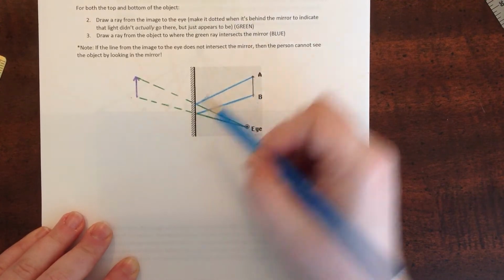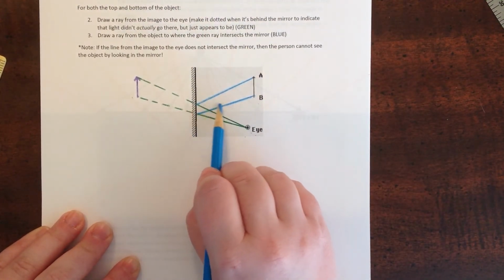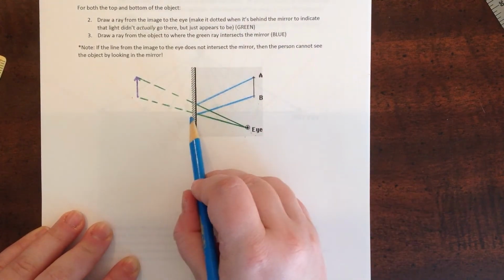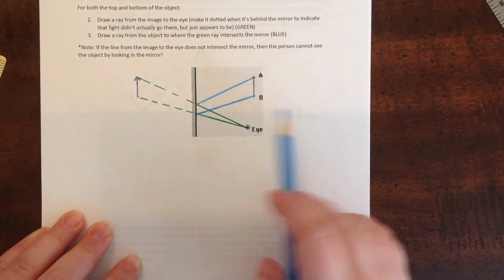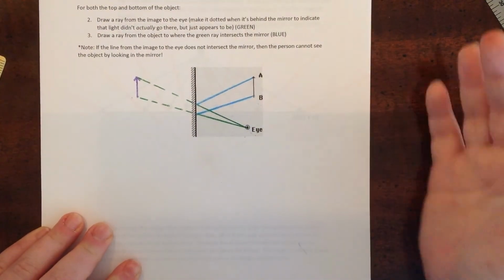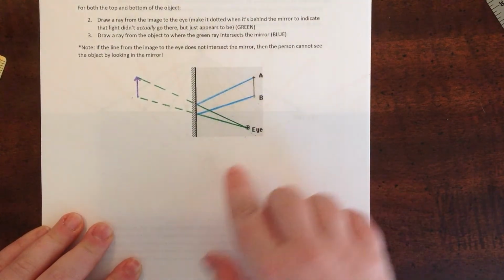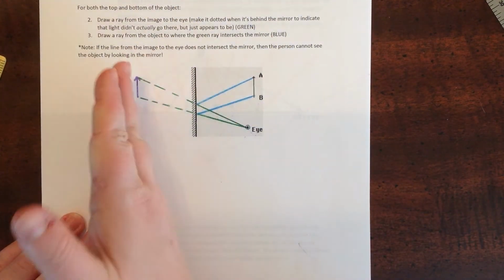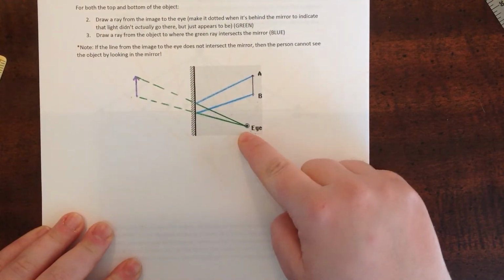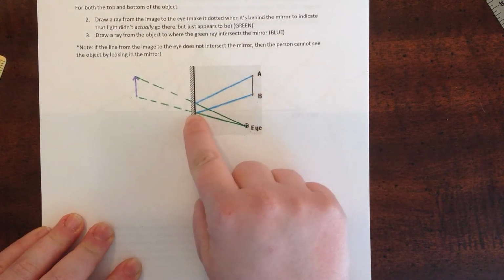This angle of incidence will equal that angle of reflection. You can double check by actually drawing a perpendicular line and measuring them here and here, or because we know that we found the image correctly, that will be correct. So draw the image behind the mirror, then from the eye to the image, and then object to the mirror.